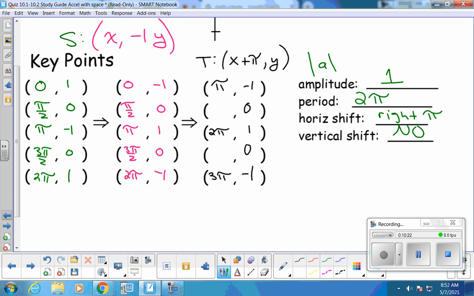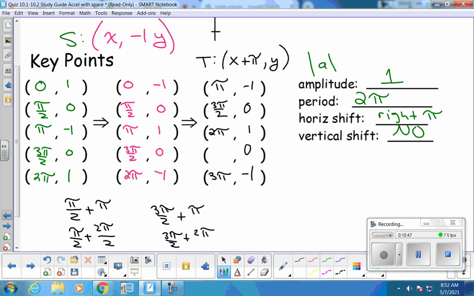But then adding the other ones is a little harder. If I'm going to add a pi to a pi over 2, I don't have a common denominator. So I get my common denominator of 2, and it would end up being 3 pi over 2. And then if I needed to do 3 pi over 2 and add the pi, I would get that same exact common denominator, and it would end up being 5 pi over 2. So I think that completes my key point. I have my common denominator work at the bottom.